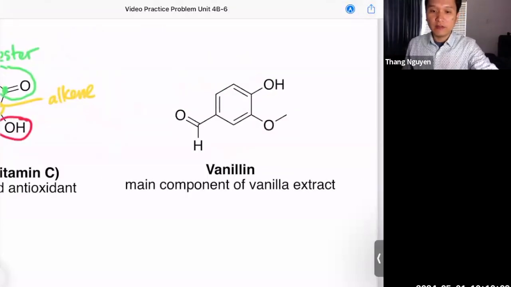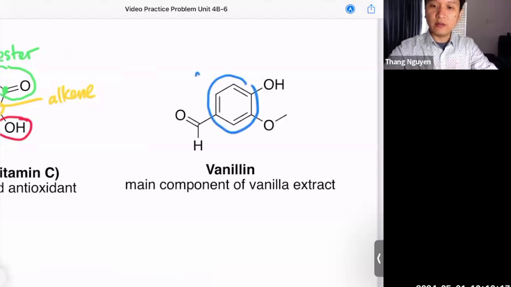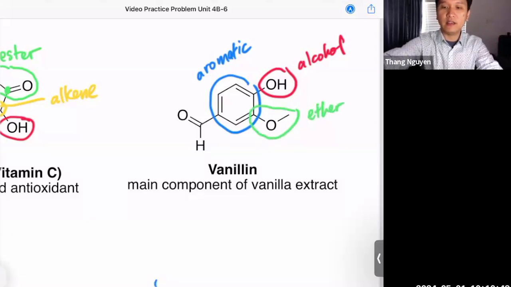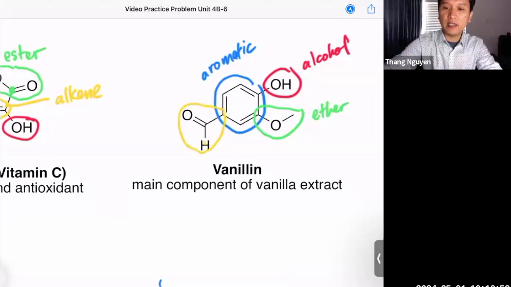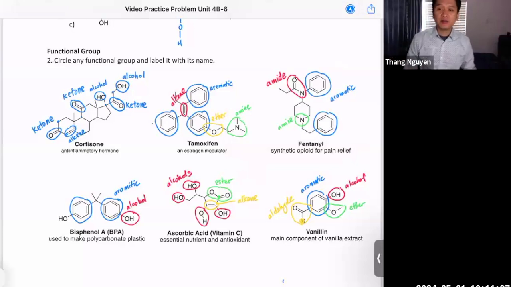And then our last molecule of the day here is vanillin. This is the essence of vanilla. So what is vanillin? It has an aromatic group. It has an alcohol group. An aromatic and alcohol together is sometimes known as a phenol group, but we don't have to know that in this class. Okay, what are the other things here? Remember this? Oxygen with carbons on both sides. We call that an ether. And then lastly, we have a carbonyl, but this carbonyl has a hydrogen on one side. So that has a special name. That's called an aldehyde. Okay, so those are the functional groups.